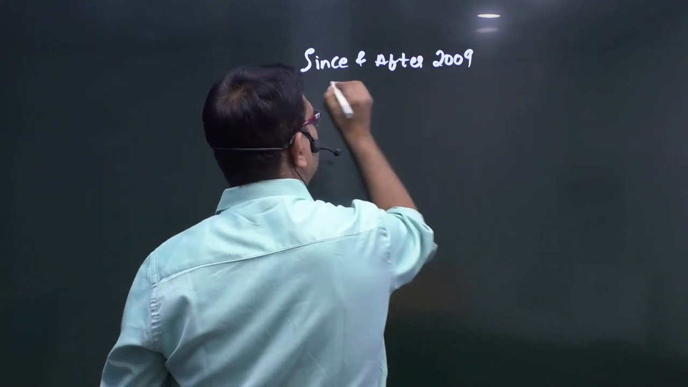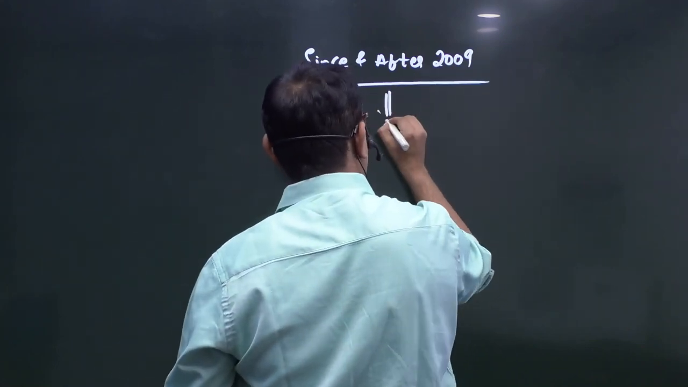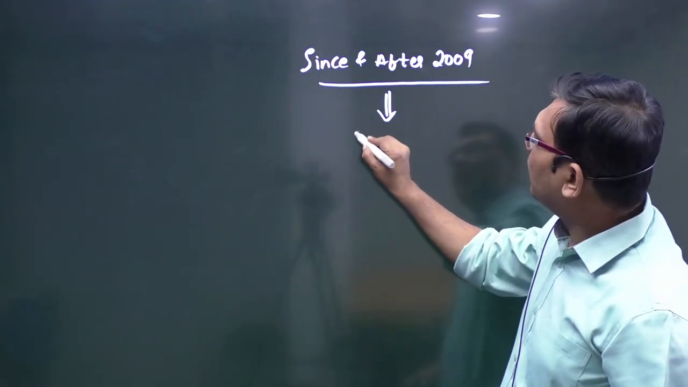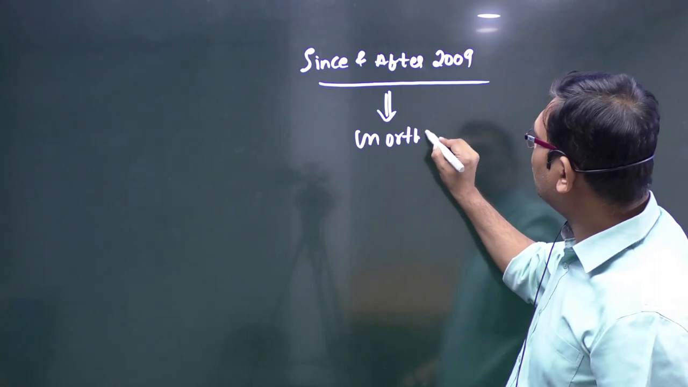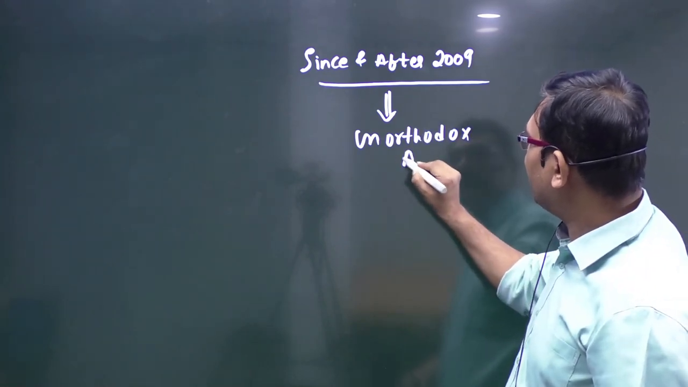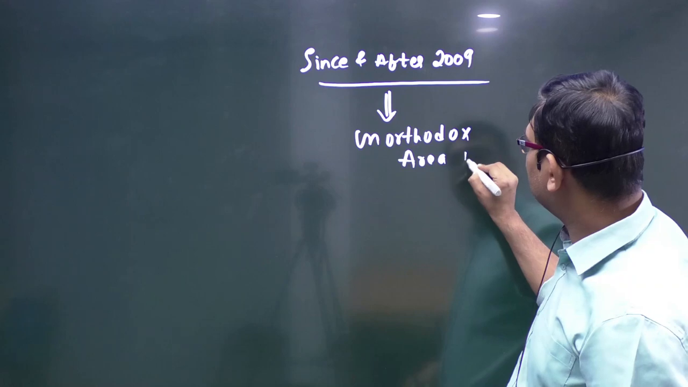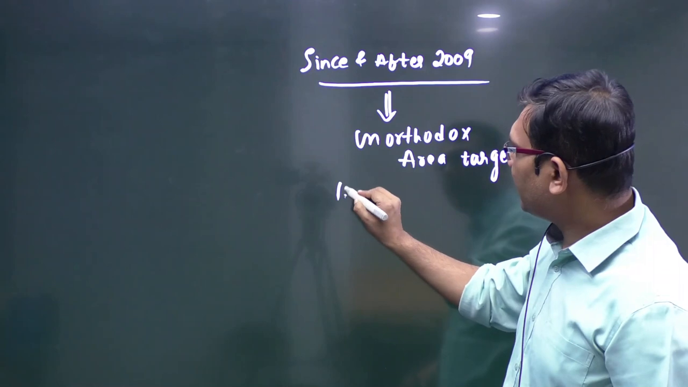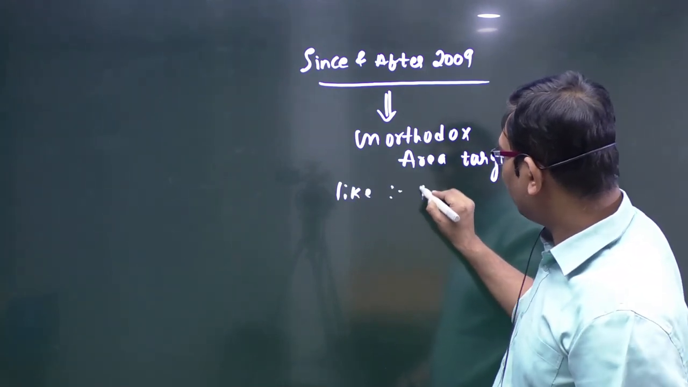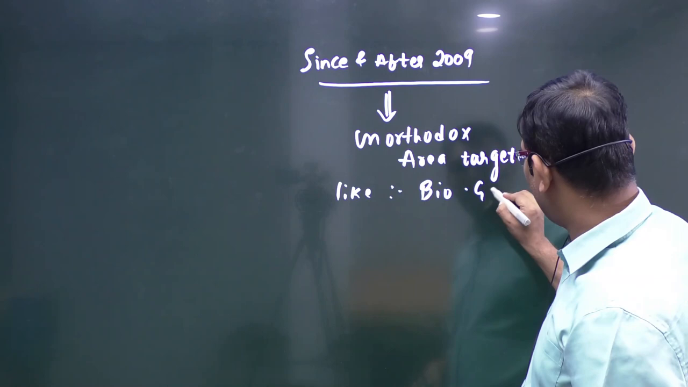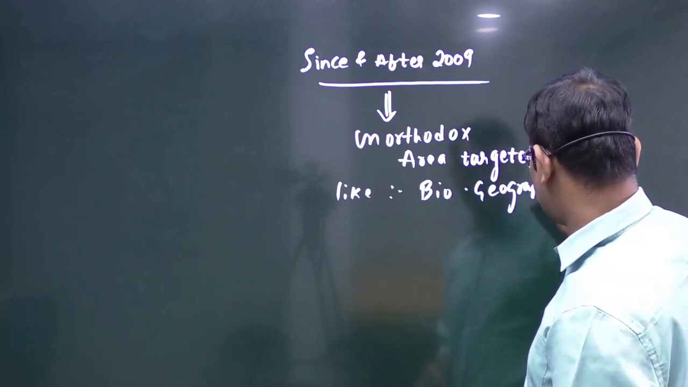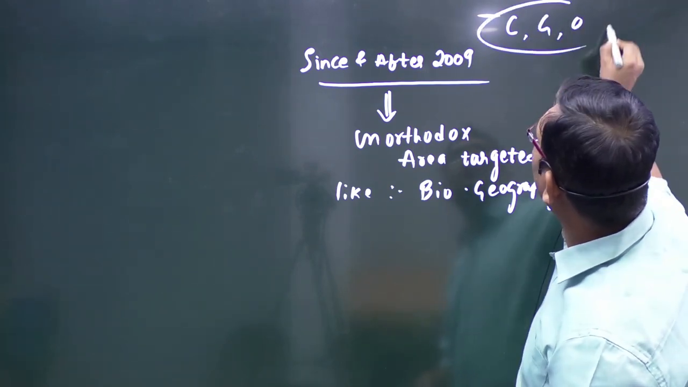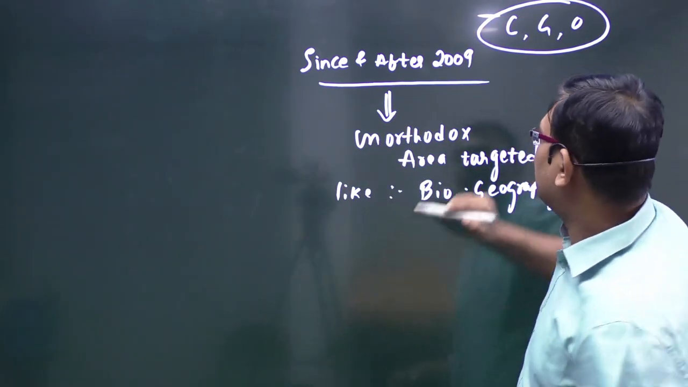Since and after 2009, I say that they started also asking unorthodox questions. Unorthodox areas were targeted by the UPSC. Like, you see, in biogeography, most of the people miss this biogeography. They read only climatology, geomorphology, oceanography. They love these very much, but there are very easy topics.